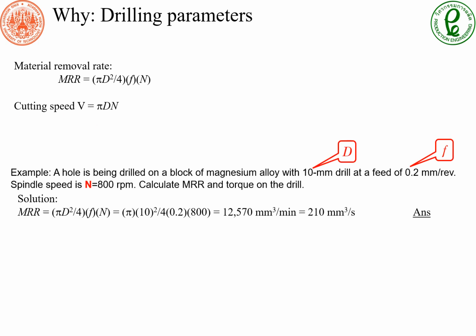So let's take a look at an example. A hole is being drilled on a block of magnesium alloy with a 10 millimeter drill at a feed rate of 0.2 millimeter per rev. The spindle speed N is 800 RPM. Please calculate the MRR and the torque on the drill. So the MRR can be calculated from our equation. We know the diameter D, we know the feed rate f, and we know N. When we calculate that, it comes out to be 210 cubic millimeter per second.